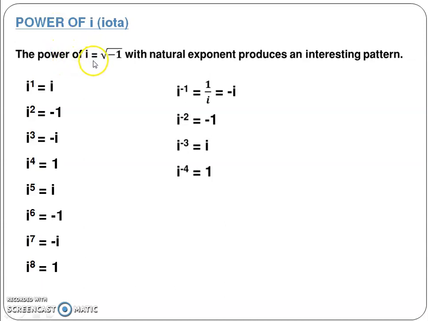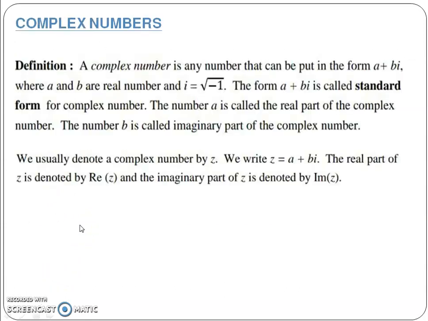So now we'll be seeing a few powers of iota. As we know, iota is equal to square root of minus 1. So squaring this number, I'll get the answer as minus 1. If I cube the number, that is, I multiply iota with iota squared, the answer is minus iota. And if I need to find the power 4 of iota, then simply squaring iota squared, I'll be left with the answer 1. The powers of iota with natural exponents produce an interesting pattern. See here, if I raise the powers of iota further, the answers start repeating. So this is an interesting pattern.